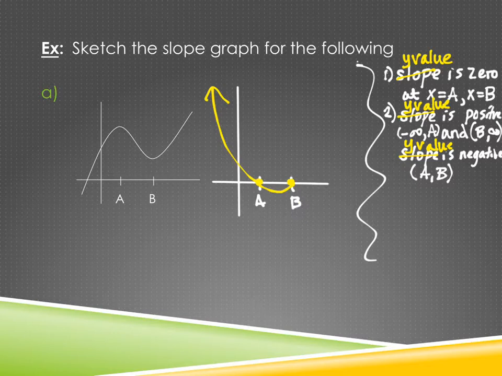And then what does it say happens from B to infinity? The slope is positive, right? So if the slope is positive, that means my y value now is positive. So my y value is positive, and y value being positive is above the x-axis. So I finish off the graph, much like I started it, with this image.